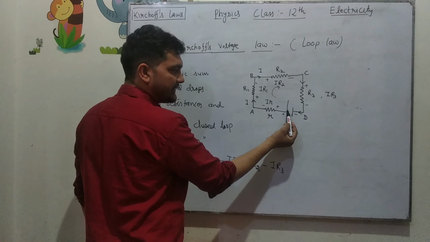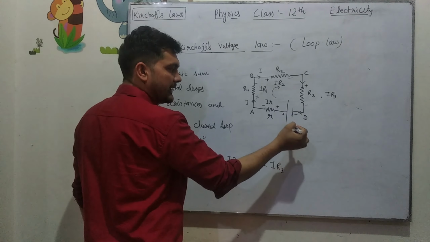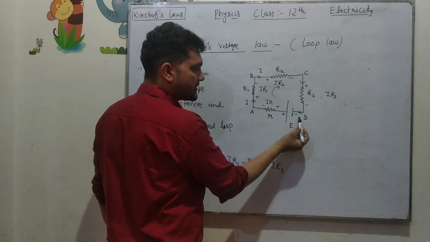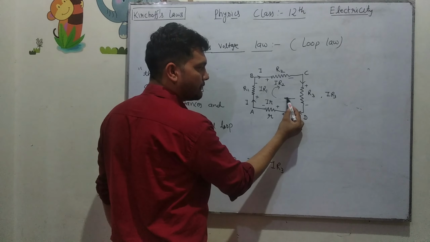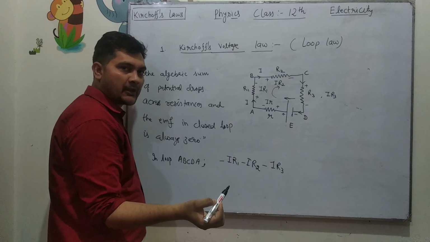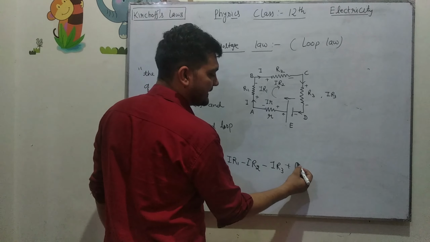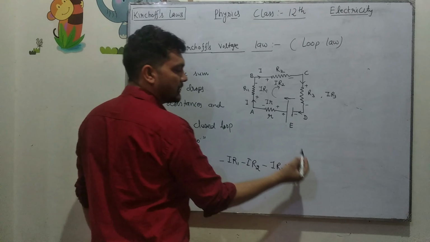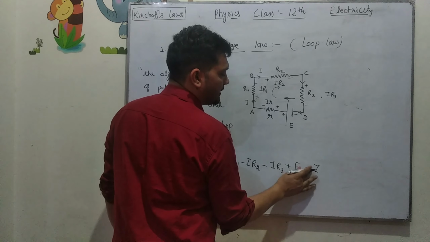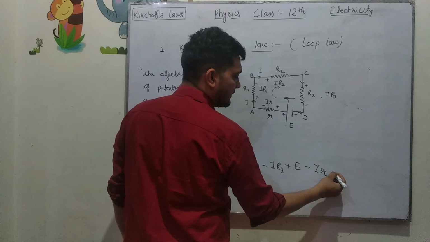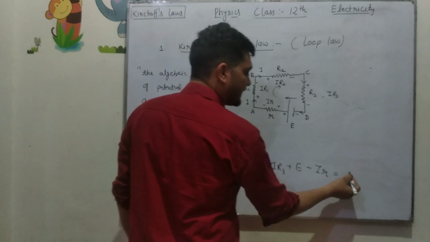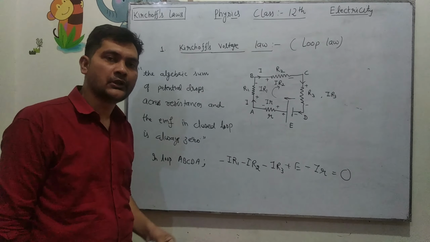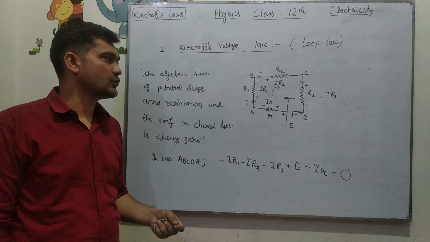Then you are moving towards the battery, and it is a gain in potential because you are moving from the negative to the positive terminal. It means you are gaining potential, so you write plus E. Then again in the direction of current there is some loss of potential, so write minus I multiplied by r. This is the internal resistance of the cell, and that will be equal to 0. So this is the expression according to Kirchhoff's loop law or Kirchhoff's voltage law.